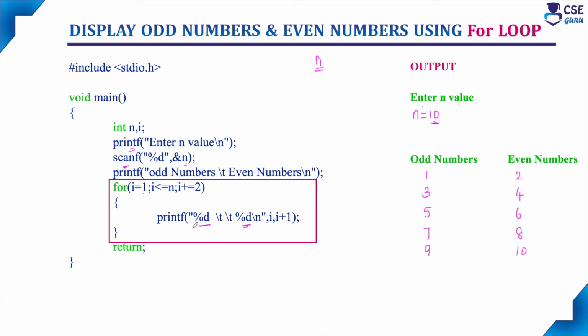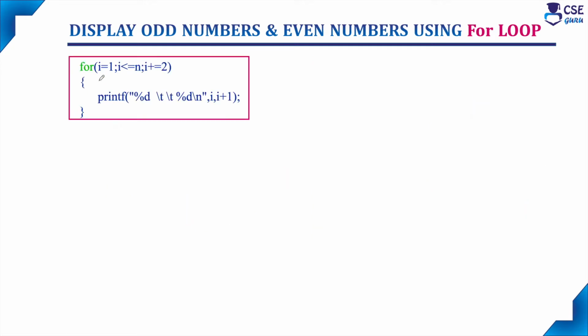Now we will trace the for loop logic. There are three parts in a for loop. The first part is the variable initialization, and the second is the loop expression, that is the condition evaluation. Whenever this condition is evaluated to true, it will allow the body of the loop to execute once. And the third part is the variable updation.